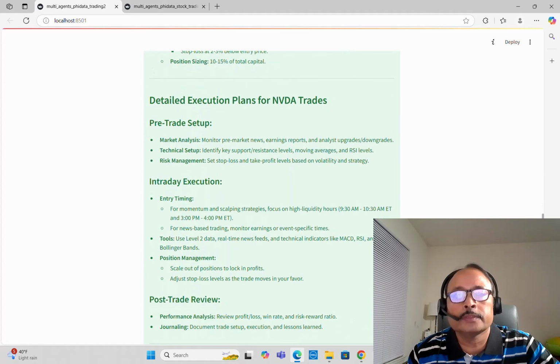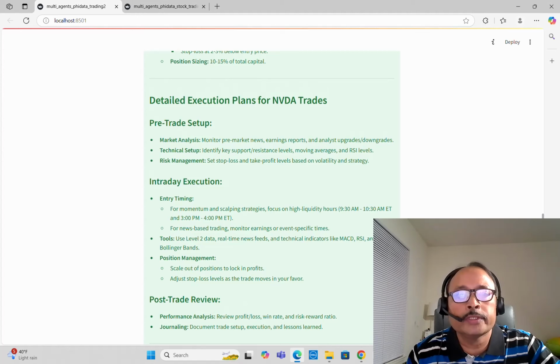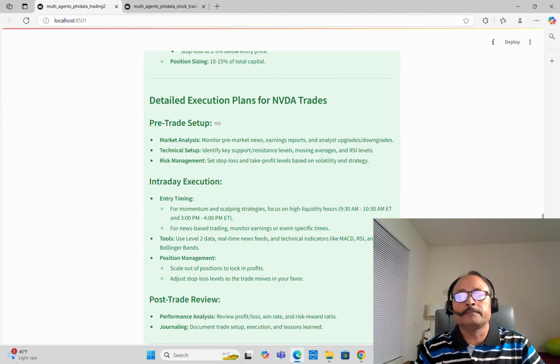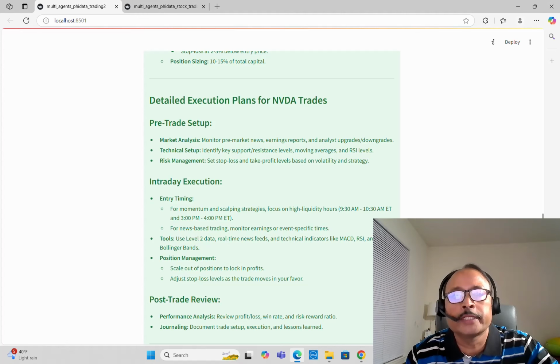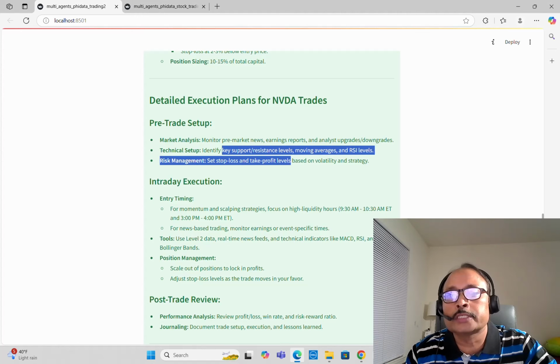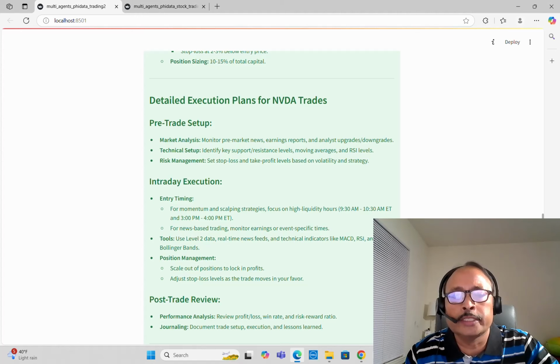The next one is the detailed execution plan for NVDA trades. First, pre-trade setup and market analysis: monitor the pre-market news, earnings reports, analyst upgrades, downgrades, etc. Then the technical setup, which is very important. You have to identify the key support and resistance levels, which I have already explained, the moving averages, which are also very important, and the RSI levels. You have to identify and calculate all these.